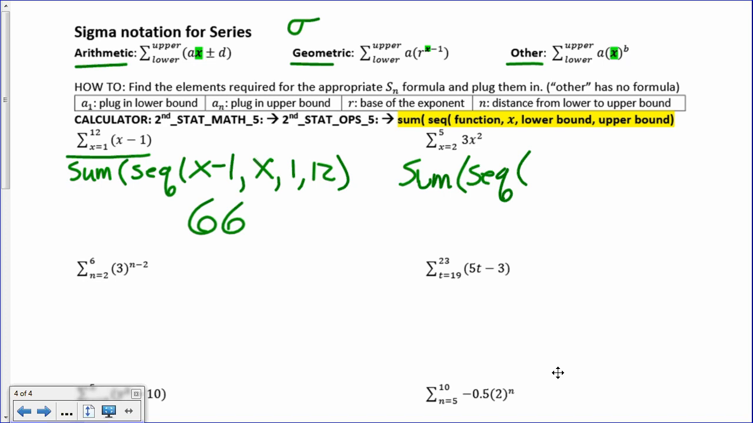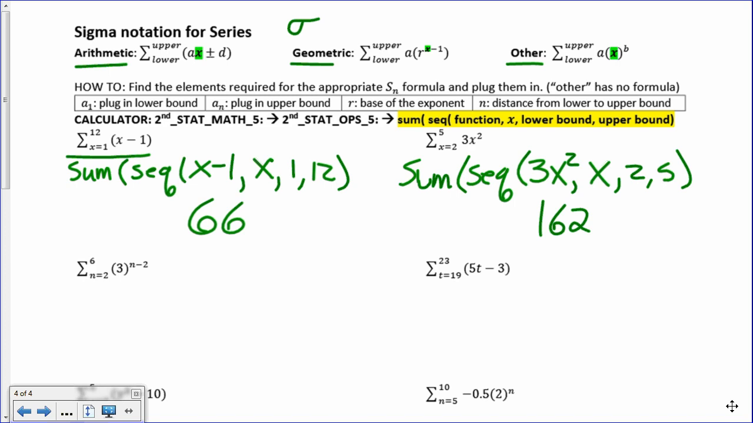Now, what should you enter in for the function? 3x squared. I'm just going to type that in. That's your function. Then you have comma x, comma. You have to tell it what the variable is. Oh, the comma is above the 7. And then what's my lower bound? 2. What's my upper bound? 5. Enter. 162.